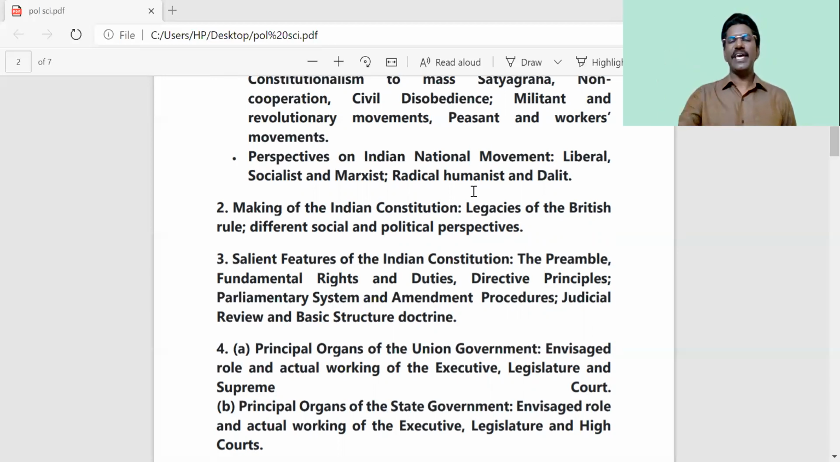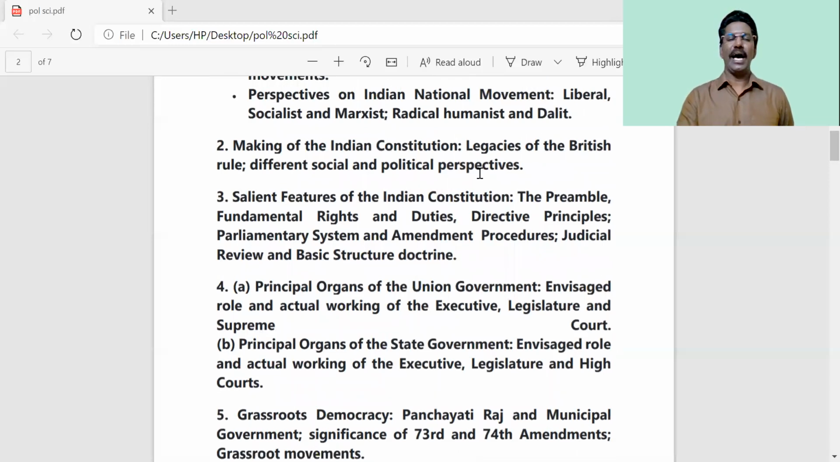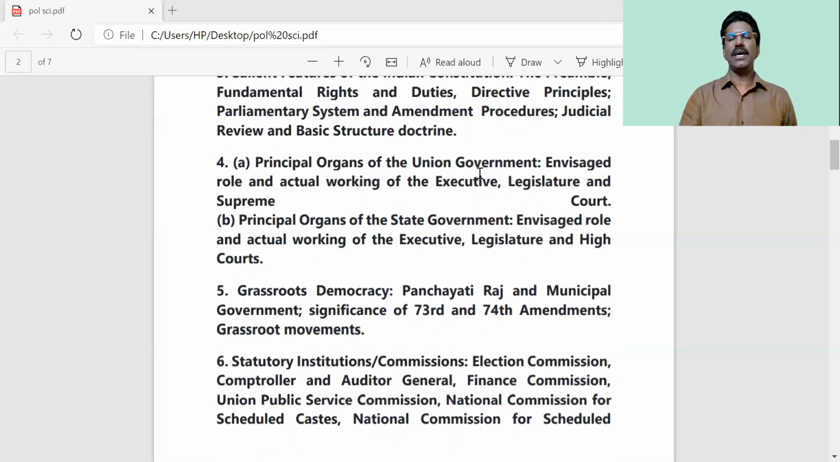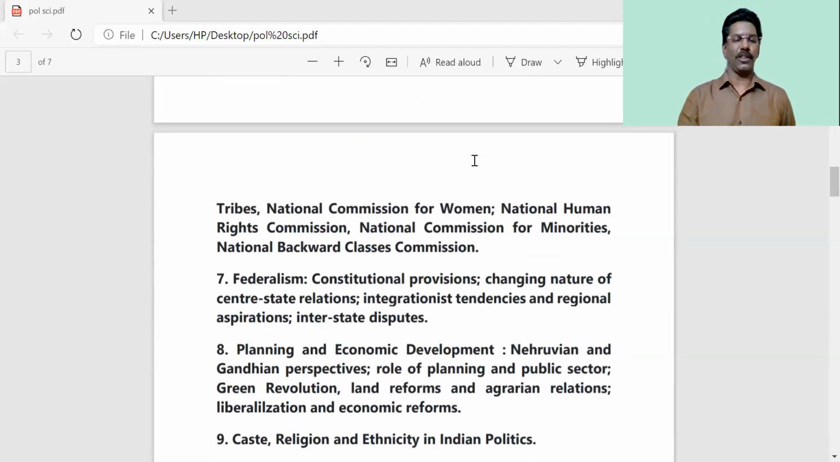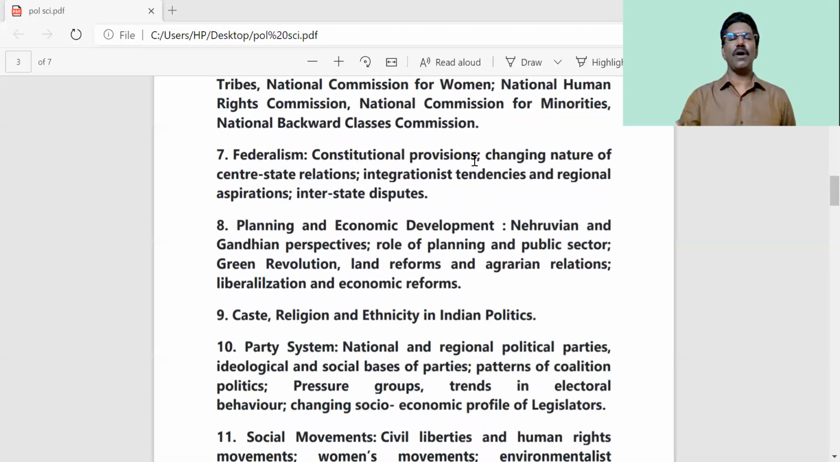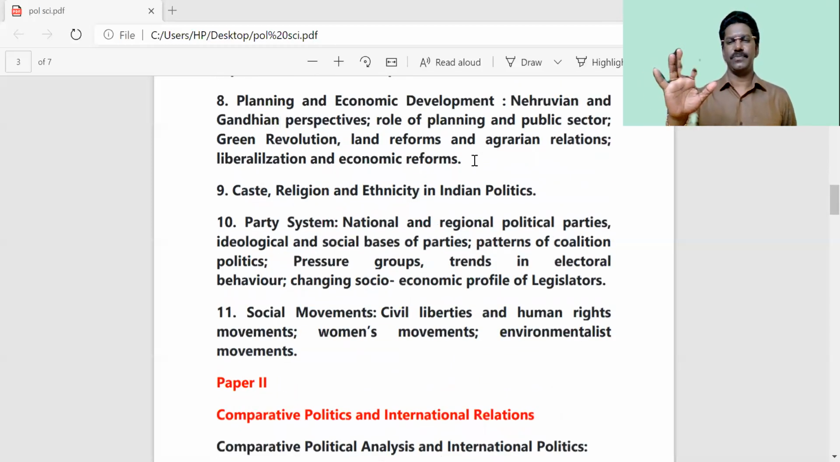Apart from this, the various organs of the government will help students in the governance part of Paper 2, as well as the Panchayati Raj institutions and various statutory bodies, constitutional bodies, extra-constitutional bodies or legal bodies. As a UPSC student, you are going to read all these things in your GS Paper 2 also. Other than that, there are common topics like federalism, planning and economic development, caste, religion and ethnicity in Indian politics, the party system existing in our country, and various social movements. So this is a very simple idea.